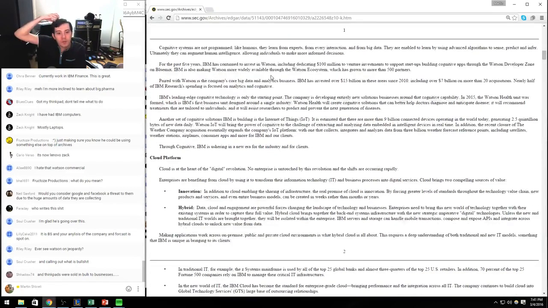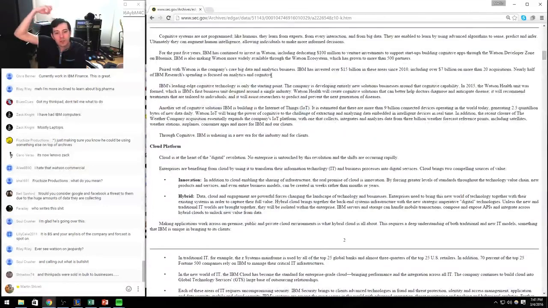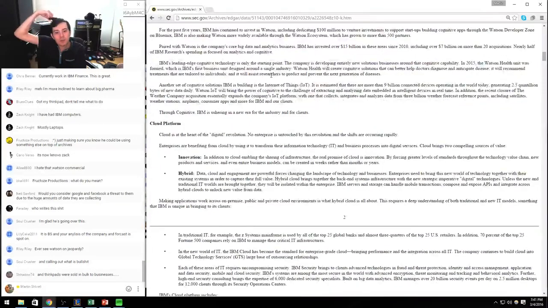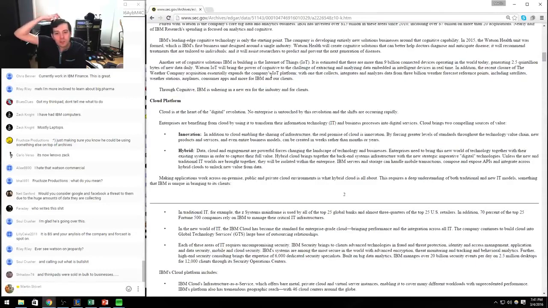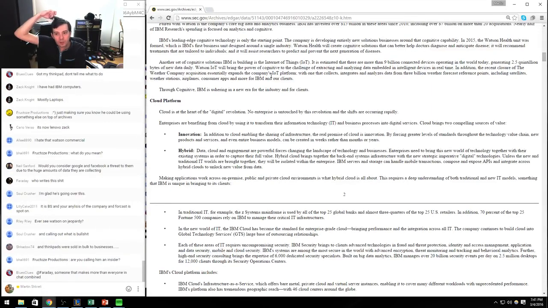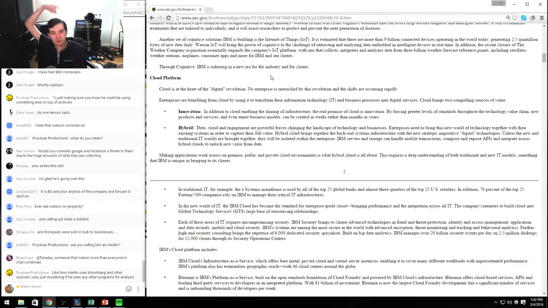Nearly half of IBM's research spending is focused on analytics and cognitive. IBM's leading-edge cognitive technology is only the starting point. The company is developing entirely new solutions businesses around cognitive. The Watson Health Unit was formed, the first business unit designed around an industry. Watson Health will integrate cognitive solutions that help doctors diagnose and anticipate disease. Well, I know something about that. The Internet of Things: 9 billion internet-connected devices.